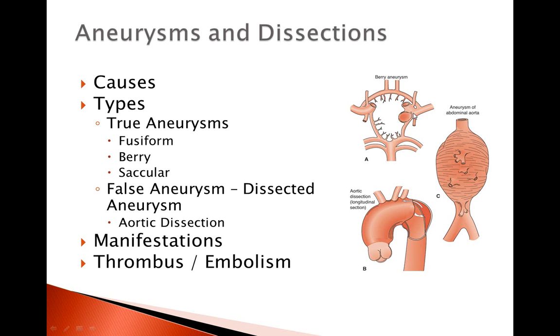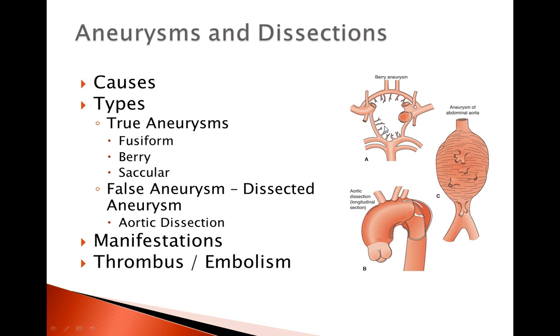It's actually a three-way branch. It's a very vulnerable area. Things can get lodged in there, and then the berry aneurysm can form. So very common. Berry is the most common type of aneurysm that forms in the circle of Willis, or in the brain just in general.